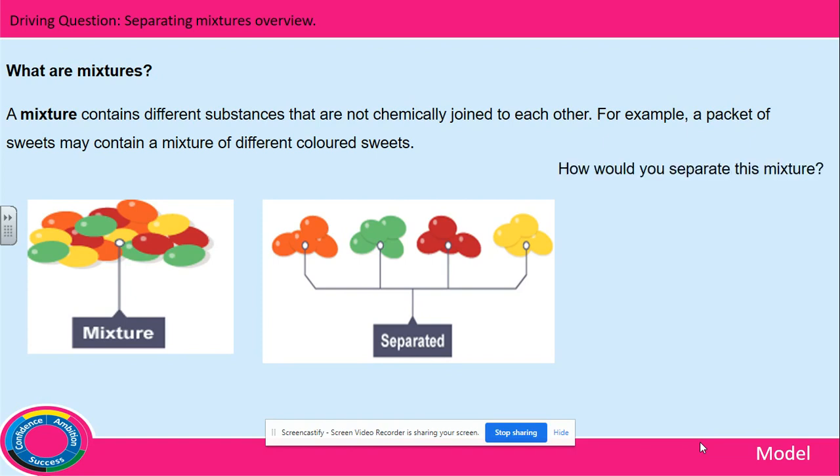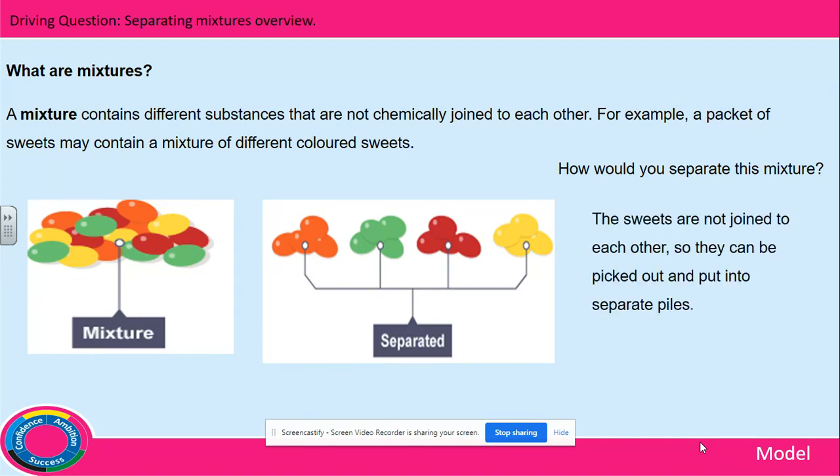How would you separate this mixture? Now, there are four specific ways of separating mixtures in science that we'll be looking at very briefly at the end of today's lesson. How would you separate this mixture? Do you think that this would need a specific scientific method of separating, or would you just be able to pick the colors out? If you decided on the last one, you were correct. The sweets are not joined to each other, so they can be picked out and put into separate piles.